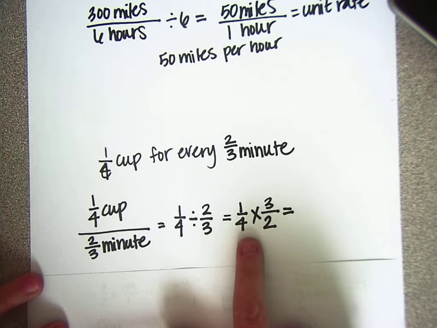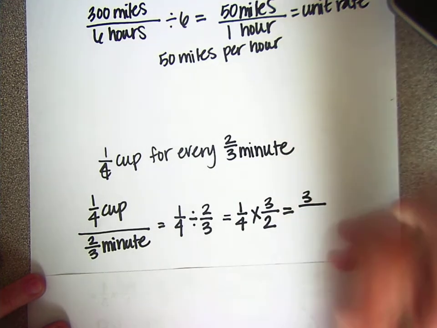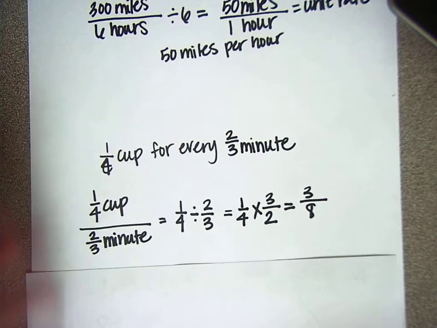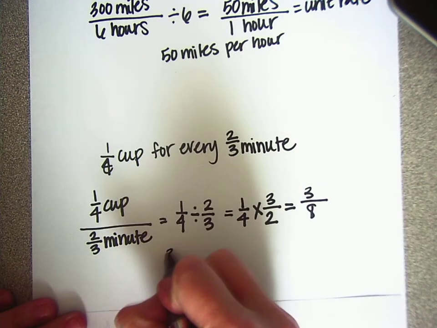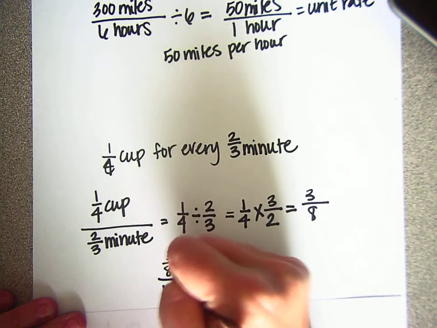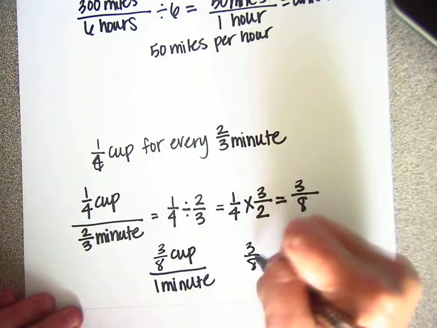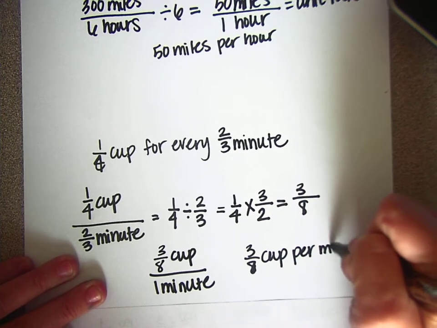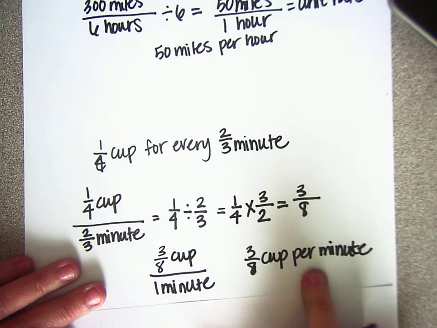Now it's a multiplication. We're just going to multiply across. 1 times 3 is 3. 4 times 2 is 8. Okay? So now whenever you give your answer, you want to make sure and label it. So we have 3/8 of a cup for every minute. Or you can write it out 3/8 of a cup per minute. Either way you write it is fine, as long as you make sure you have your labels.